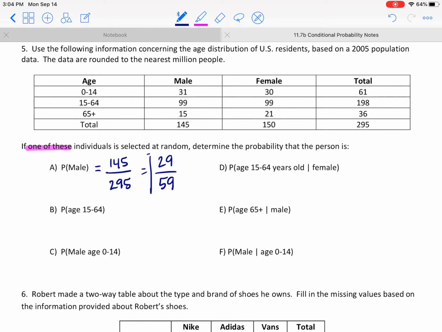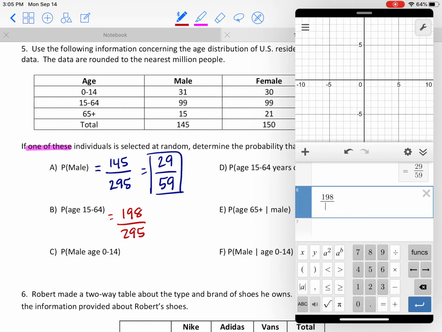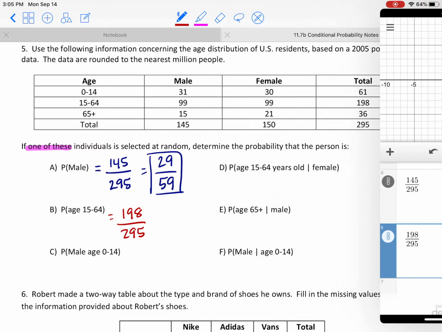29 over 59 there. Okay, what's the probability that they're aged 15 to 64? Again, that's not a condition. How many are aged 15 to 64? That's 198 out of the 295. And I don't know if that's going to reduce, so we're going to see. 198 out of 295 as a fraction is the same, so it doesn't reduce.